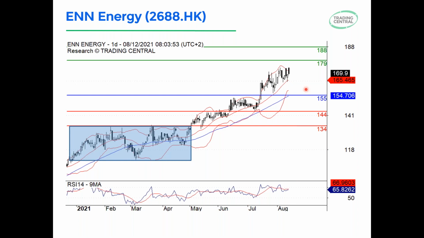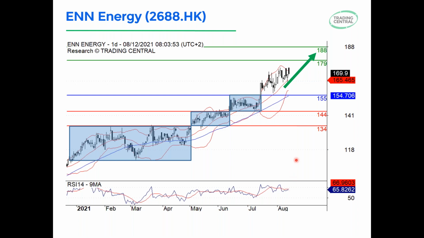Consolidation breakout. Okay, and you can see the 20-day moving average is providing support at the moment. Okay, and also the RSI, relative strength index, is not pointing to any downward momentum at the moment. Okay, still bullish at the moment.